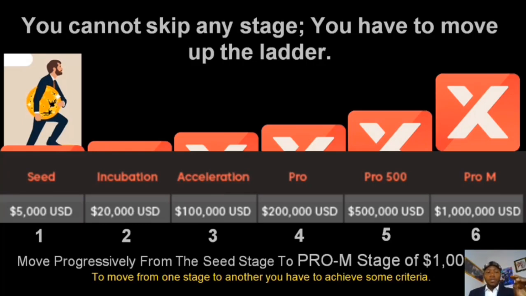You have to move up the ladder from the seed stage to the incubation stage, to the acceleration stage, to the pro stage, the pro 500, and the pro M stage. With the seed stage, you get a $5,000 funded account. The pro stage, $200,000 funded account. The pro 500, $500,000 funded account, and the pro M stage, you have access to $1 million huge capital. Okay, $1 million funded account, and you're not buying this account. I'm going to tell you very soon.